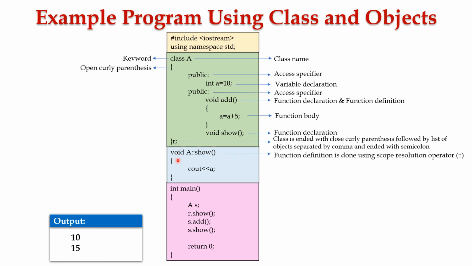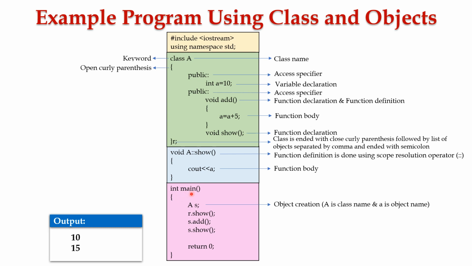Next, the function which is declared inside the class is defined outside the class using the scope resolution operator. The function show belongs to the class capital A and the return type of the function show is void. So void A::show(). The function show displays the value of the variable a to the user using the cout statement.